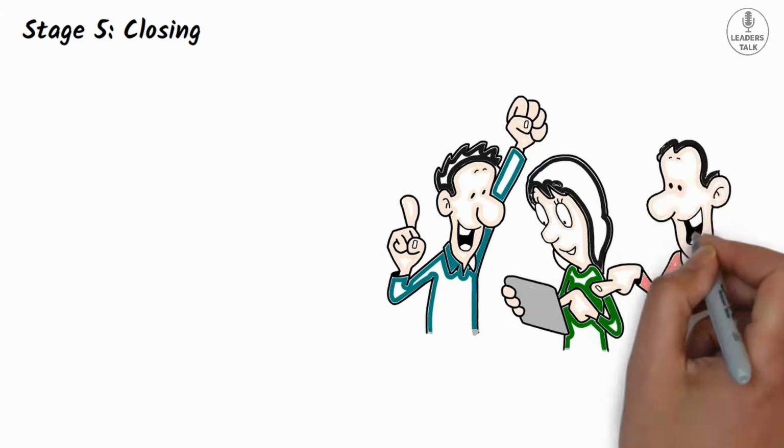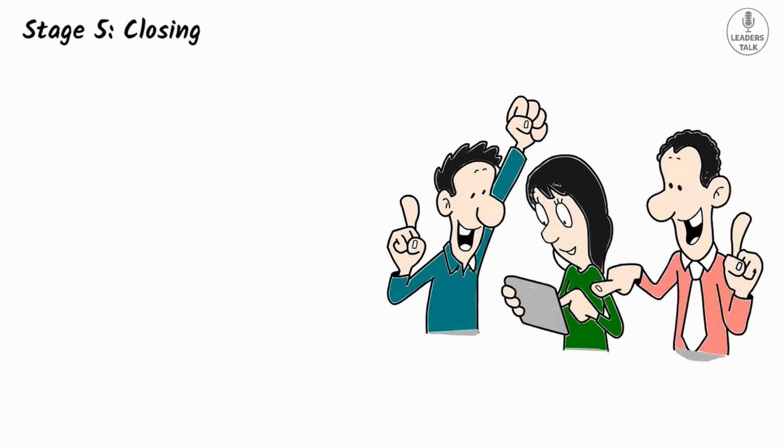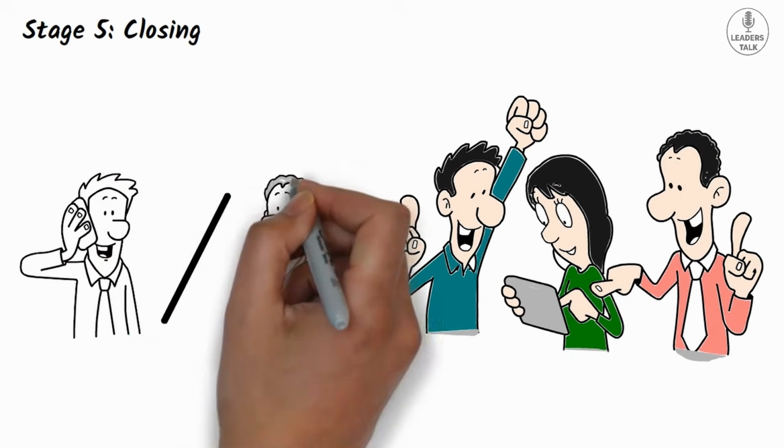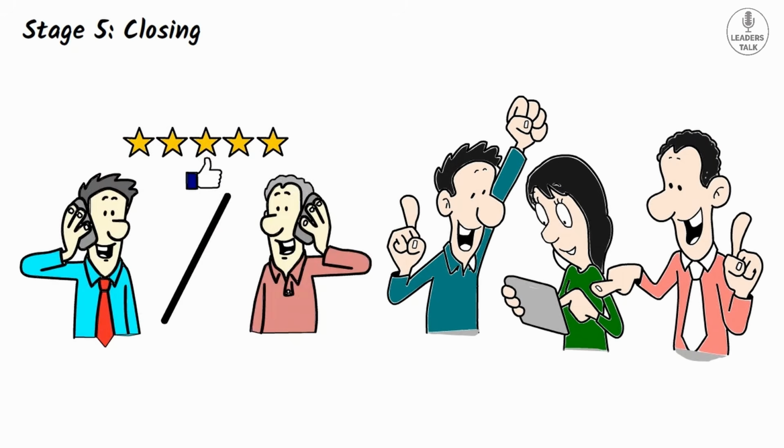Stage 5. Closing. Once the smartphone is ready for the market, the project is finalized and the product is launched. Post-launch reviews and customer feedback are collected to evaluate the product's performance and identify areas for future improvements.